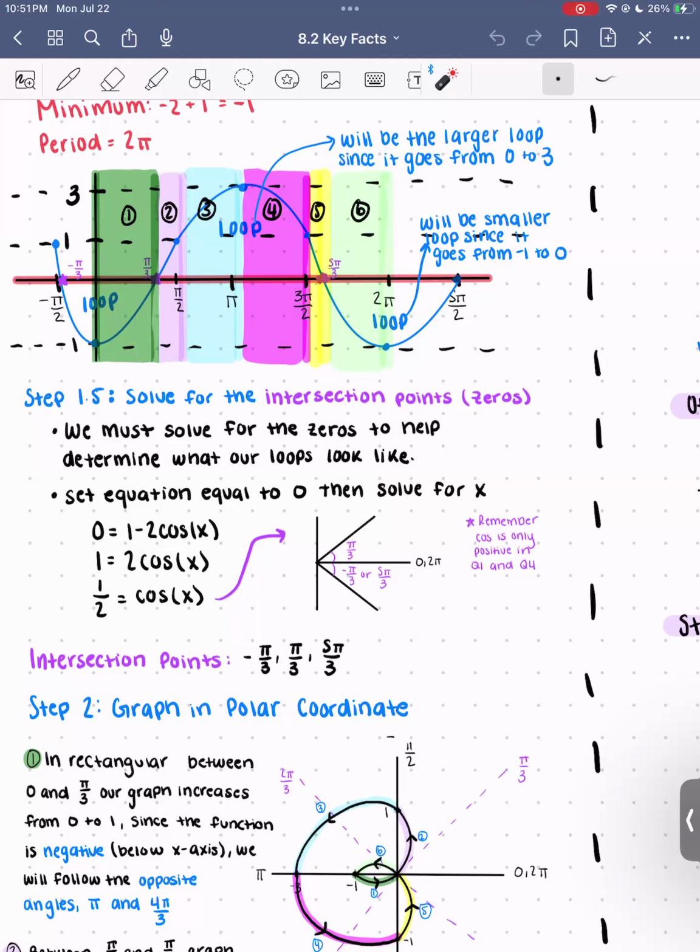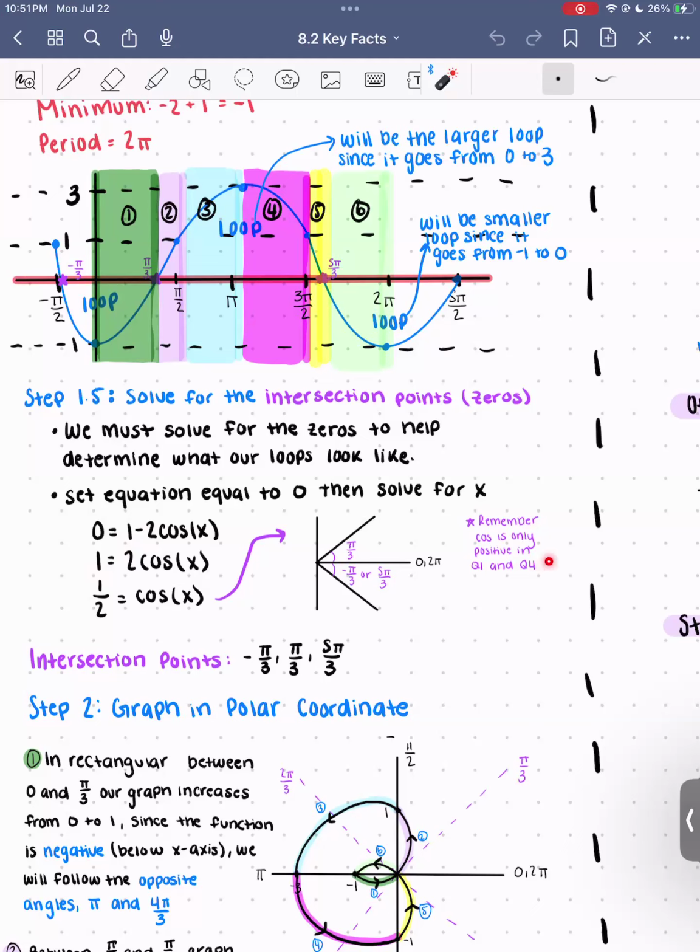look like. The way we do this is we set our equation equal to 0 and then solve for x. So we have 0 is equal to 1 minus 2 cosine of x. Hold on one second. Oops, sorry, I just realized I did two steps in one. I subtracted 1, but then got rid of the negative sign off the 2. So we got 1 is equal to 2 cosine of x. And then we divided the 2 over and got 1/2 is equal to cosine of x.